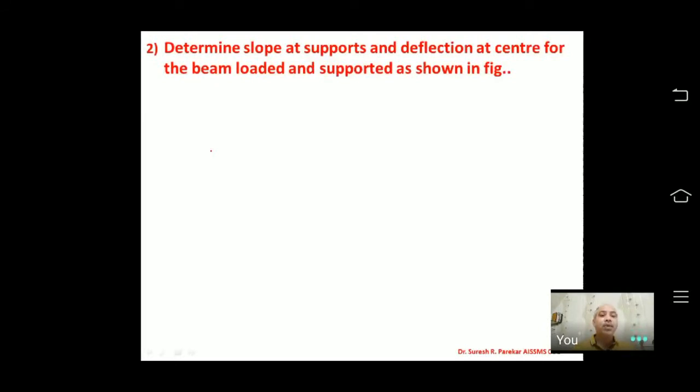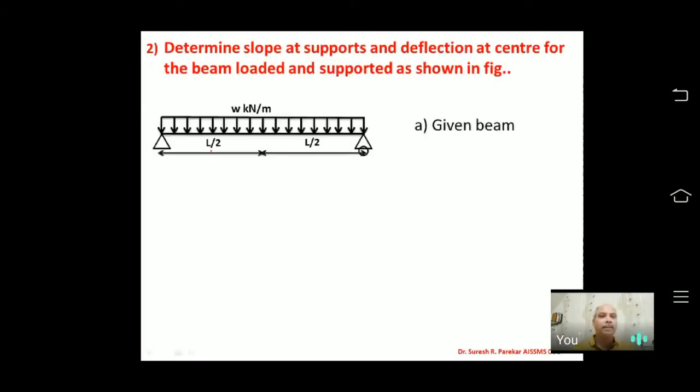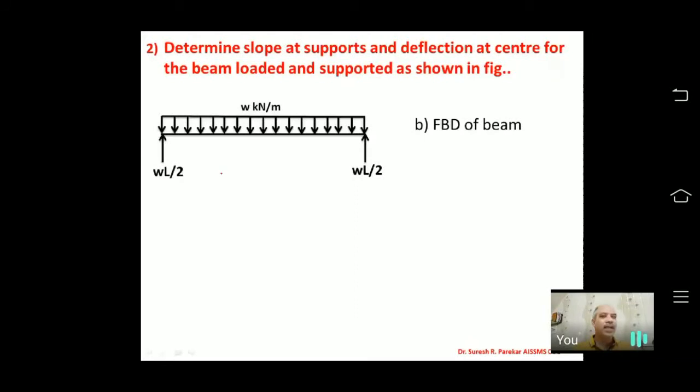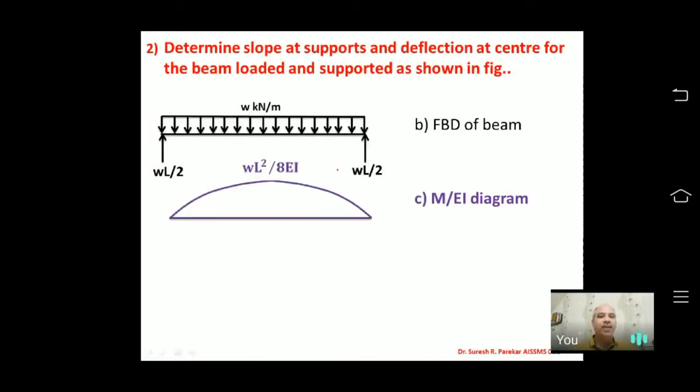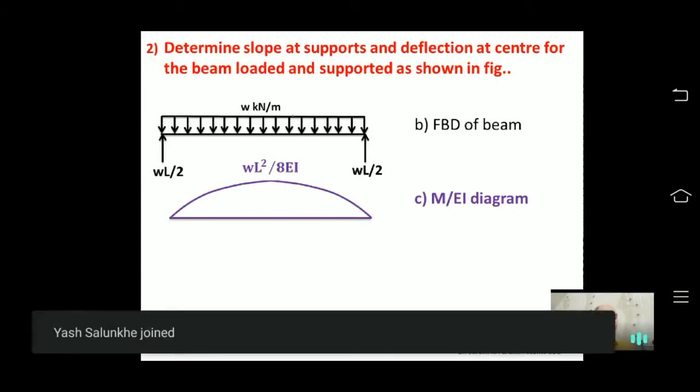Now we can go to the next problem where we have UDL throughout the span. So now we have a left hand simple support and a right roller support. Now when we have simple and roller, we will go with this. So we have FBD. Now reactions will be WL by 2, WL by 2, because it is symmetrical about center. Now we know the bending moment diagram, WL square upon 8 EI, EI is constant, and that will be parabolic. Now we have this diagram where we have compression at top and tension at bottom.